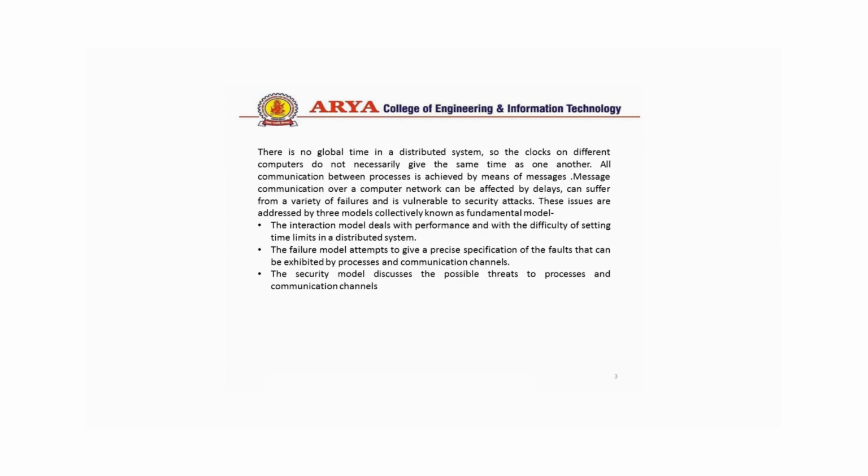The issue of synchronization is addressed in the interaction model. It deals with the performance and with the difficulty of setting time limits in a distributed system. Then comes the failure model, which attempts to give a precise specification of the faults that can be exhibited by processes and communication channels. Next is the security model, which discusses the possibilities, threats to processes and communication channels.